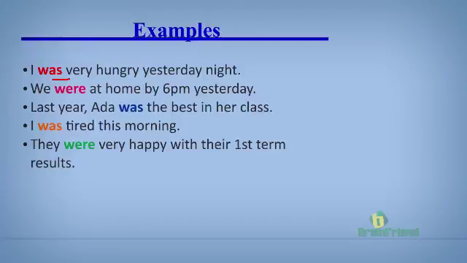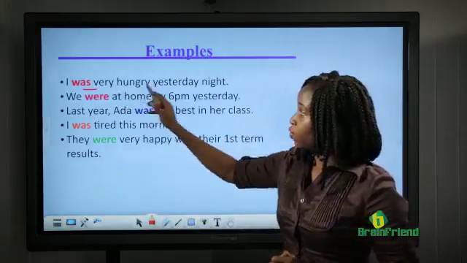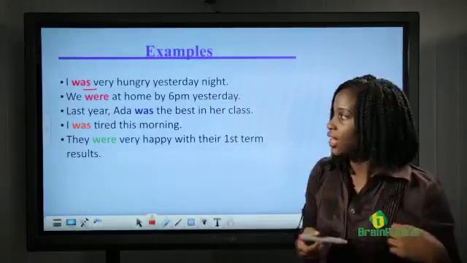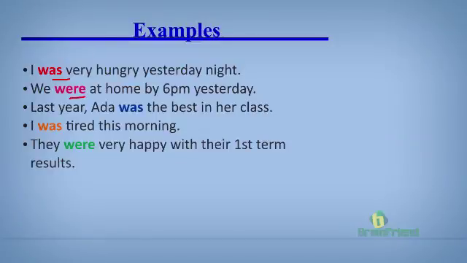I was very hungry yesterday night. Remember, I said it shows the state in which someone was. So I was very hungry shows that is how I was feeling yesterday night. We were at home by 6 p.m. yesterday. Last year, Ada was the best in her class. I was tired this morning. They were very happy with their first term results.